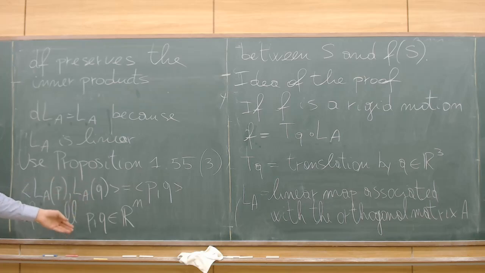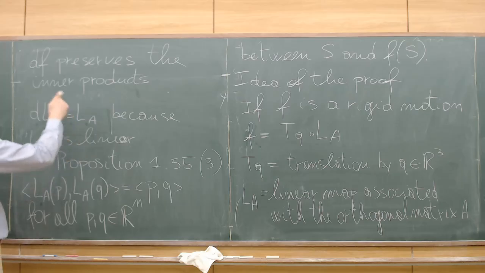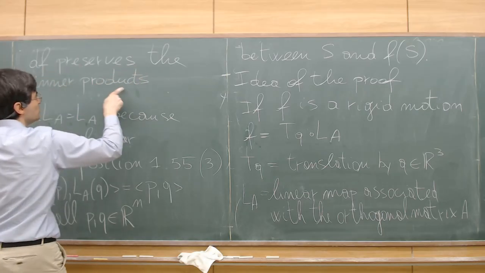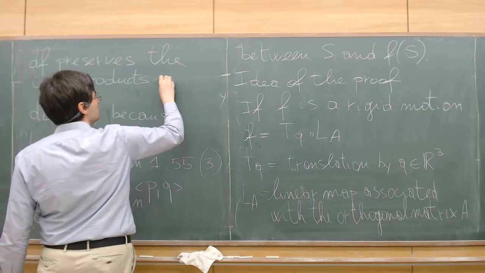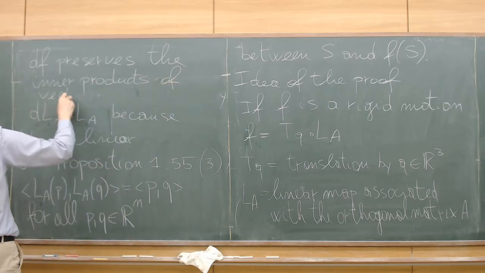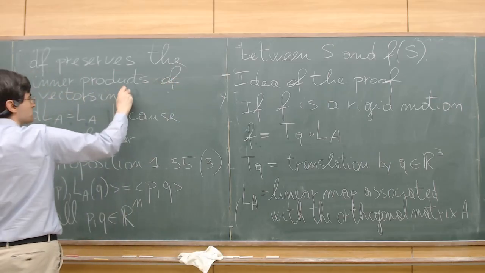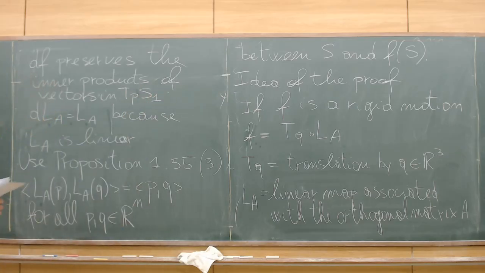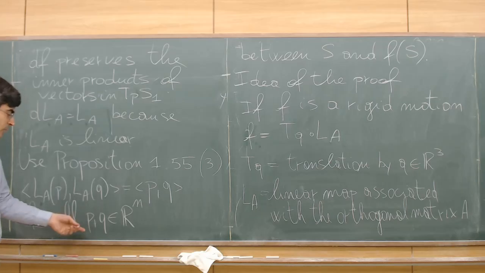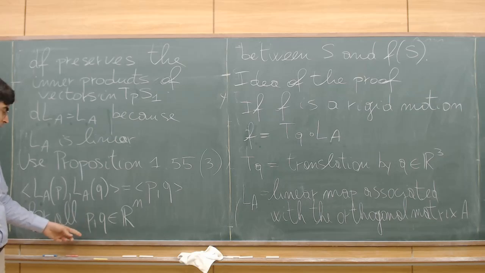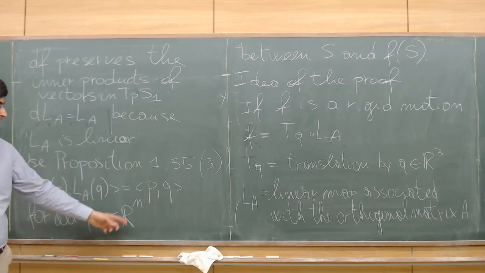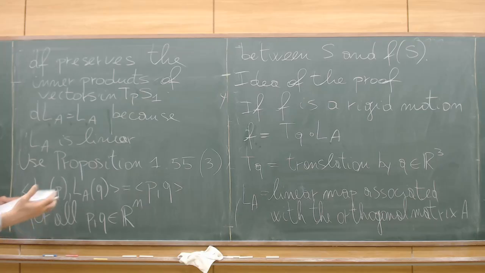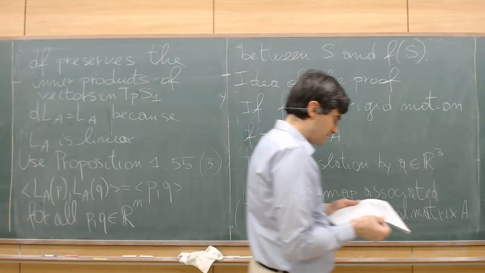Actually, this says much more than we need, because we have only to prove that df preserves the inner products of vectors in T_p S1. Instead, here we have that dLA preserves inner products of vectors in R3. So essentially it's done. So this is the idea of the proof.